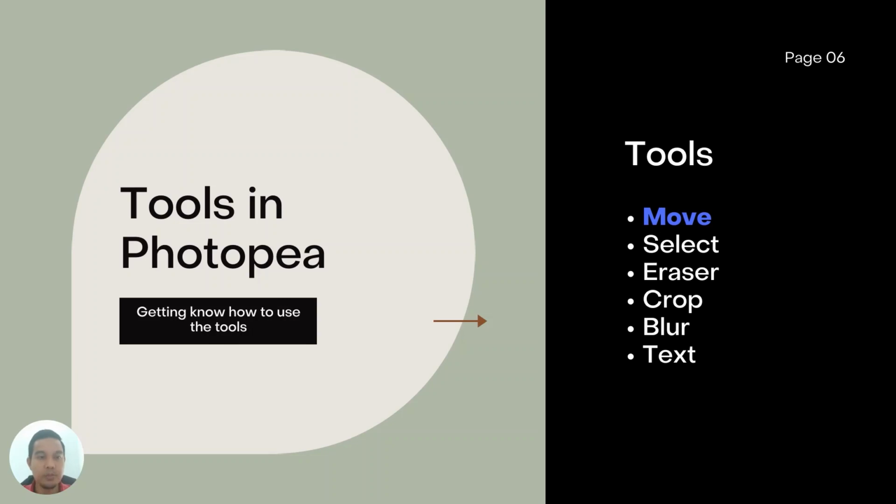Now, tools in Photopea. We will get to know how to use the tools. Here I have highlighted about six tools. One is move, how we move the image, and then select. In select we will have several steps later on. Then eraser, crop, blur, and text. So now we focus on move.